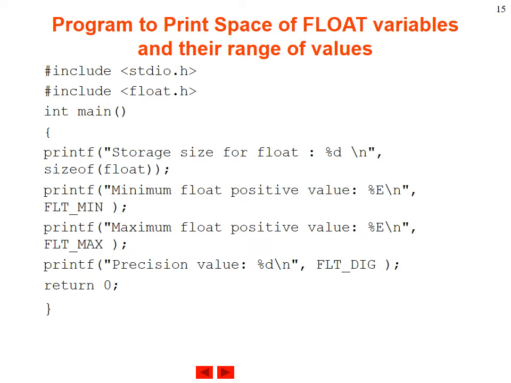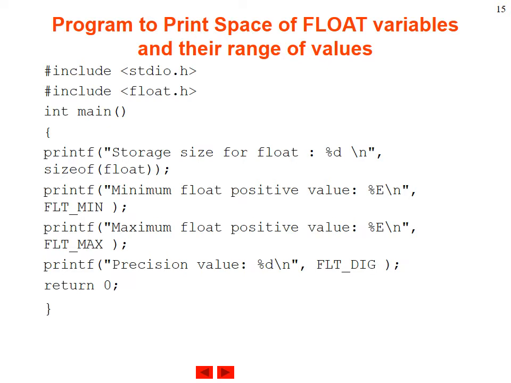So this will print the space of float variables and their range of values. Now it includes float.h, which is a header file. Why? Because there are some functions which are found in the float header file, which you want to make a call to. That's why we have to explicitly include float.h. If you don't include this, then float max and float minimum will give you errors.